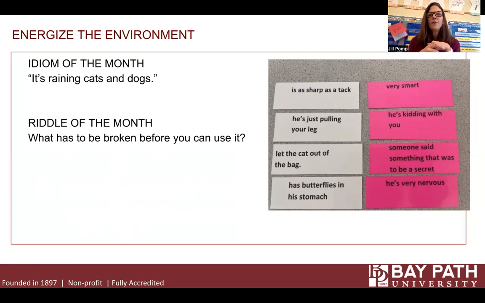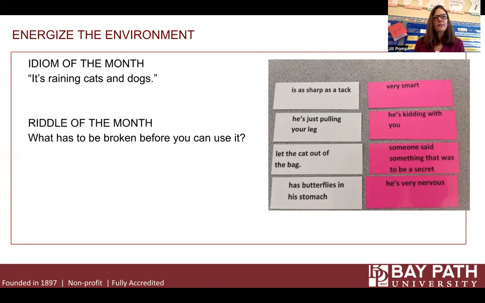And maybe you want to focus on the riddle of the month. Why are we focusing on riddles when we're talking about vocabulary? Because oftentimes riddles have a play on words. They help students to start thinking about our language, and they're a way to keep vocabulary learning fun. And really, that's what learning should be.